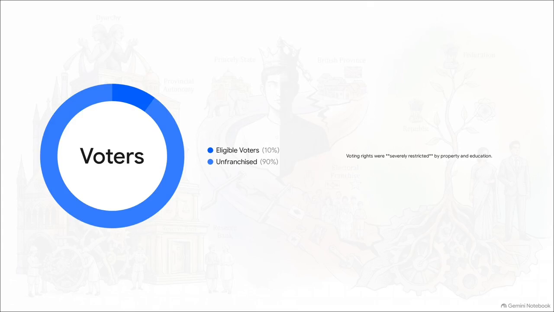But while they proudly boasted about extending the franchise, the reality was pretty brutal. Voting rights were strictly limited by hoops you had to jump through, like property ownership, taxation, and education levels. The result? As you can see, only a tiny minority, roughly 10% of the entire population, actually qualified to vote. 90% of the country was completely locked out of the democratic process.